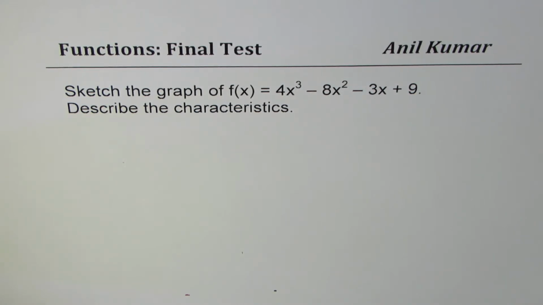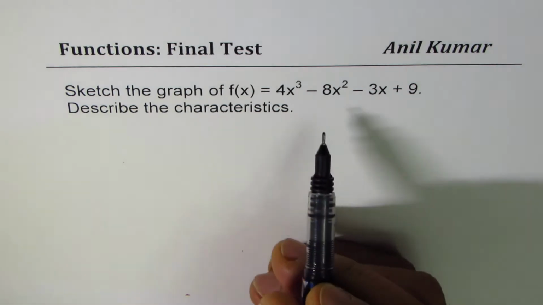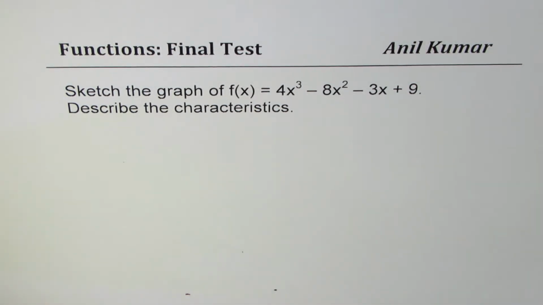Sketch the graph of the function f of x equals 4x cubed minus 8x squared minus 3x plus 9, and describe the characteristics. I'll take this opportunity to explain a few other things which you might like to review before sketching the graph and explaining its characteristics.